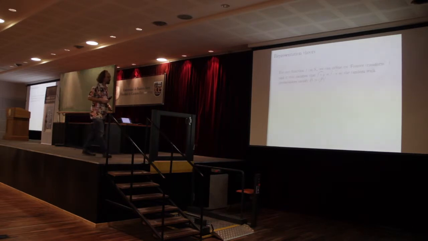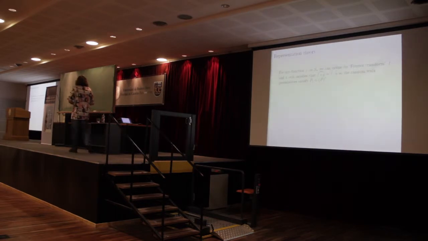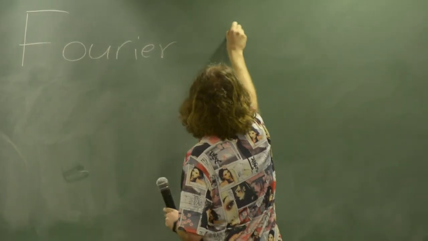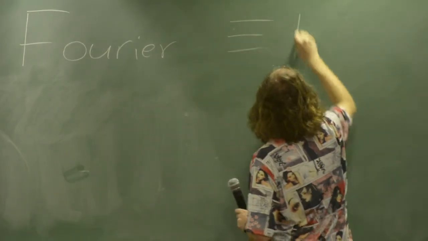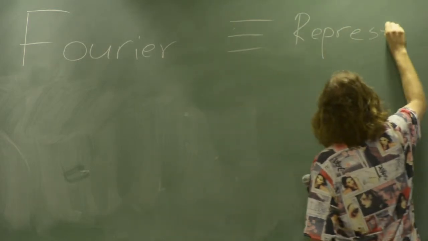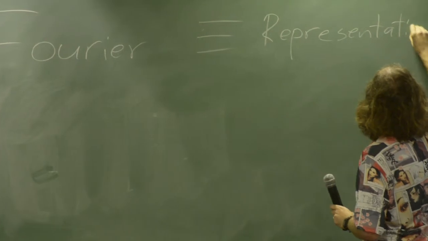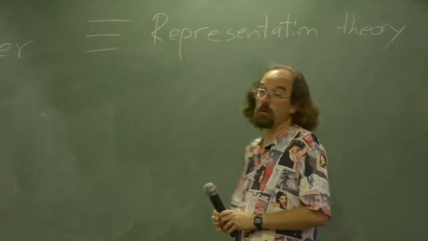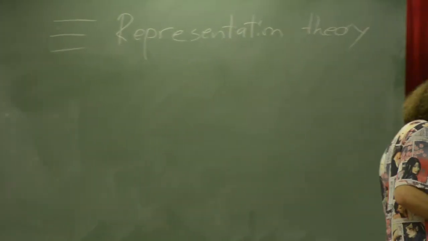So, how did they prove it? They proved it using representation theory. And I like to think about representation theory as a kind of Fourier transform. So let's just write it on the blackboard. Since I have such a nice blackboard, I should definitely use it. It's not the usual Fourier transform, of course, but some kind of generalized, non-commutative analog. But still, it's very useful to think about it as a Fourier transform.